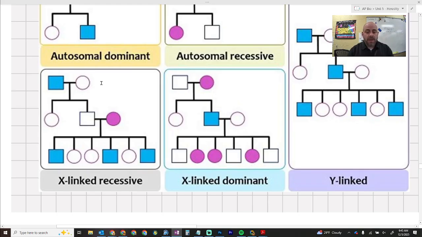Here this white is represented by heterozygous. So this daughter is also heterozygous. How do I know? Dad gives her a dominant, mom gives her recessive. This son is either dominant or recessive, right? We don't know. We have to look at his children. Well, this mom is recessive, so she only gives away recessives. And so the sons then are going to be dominant.